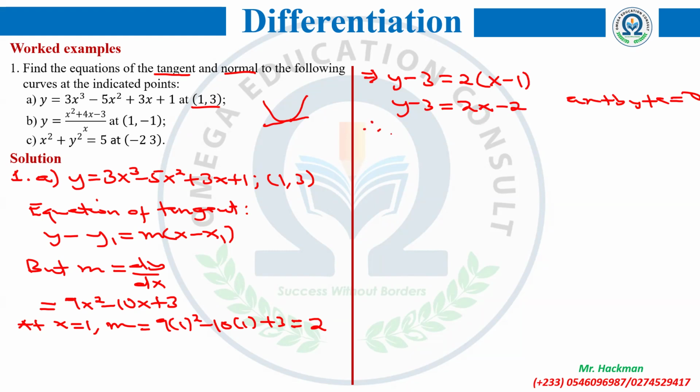So I maintain this, which is 2x, and my next term must be the y term. So the y will come here, which will be minus y. Then it will be minus 2 plus 3, so it will be plus 1 is equal to 0. That's the equation of the tangent, forgive me. We are now going to find the equation of the normal. Is that clear?